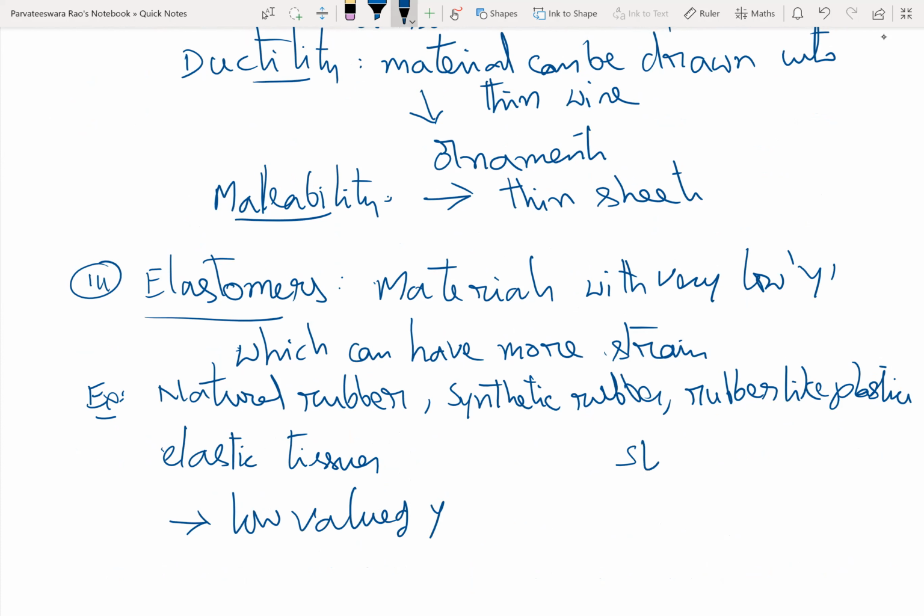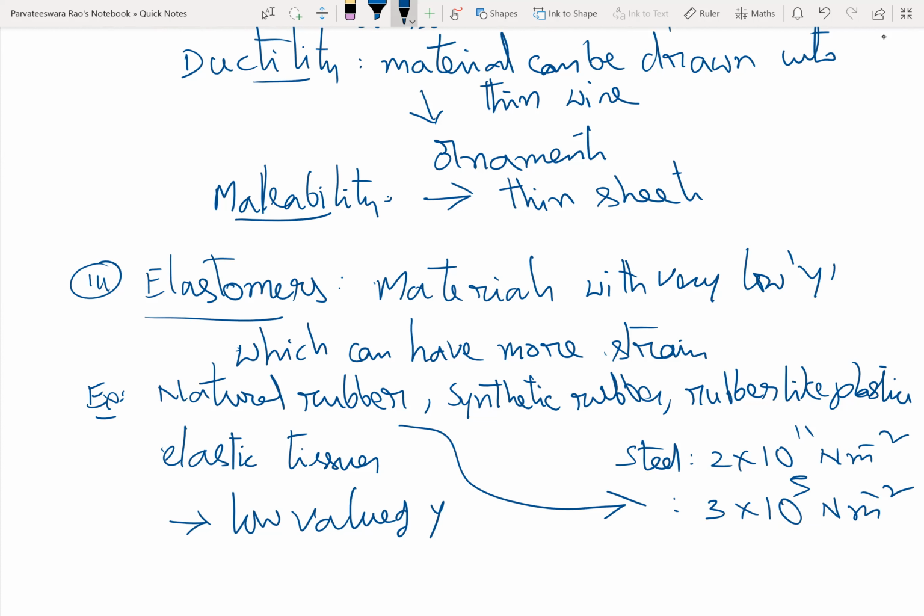For example, steel's Young's modulus will be 2 × 10^11 Newton meter to the power of minus 2. Whereas natural rubber or synthetic rubber have the elastic constant or Young's modulus equal to 3 × 10^5 Newton meter to the power of minus 2. Means 10^6 times less than that of steel. So very, very low. They have a very low value of Young's modulus. Those are called elastomers.